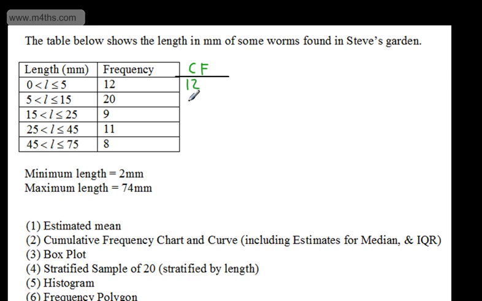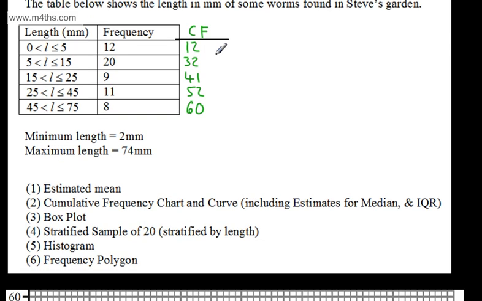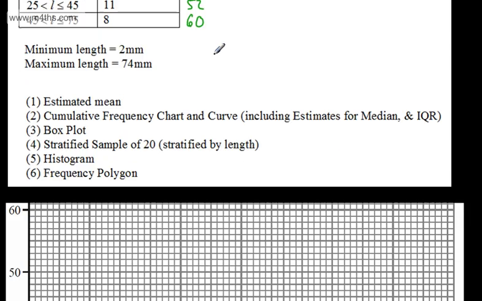This is a running total. So we get to 12, 32, 41, 52 and 60. So we can see all 60 worms were 75 millimetres or less. There were 52 worms that are 45 millimetres or less, 41 worms 25 millimetres or less, 32 15 millimetres or less, and 12 5 millimetres or less. So this is our cumulative frequency chart, and we now need to plot this.